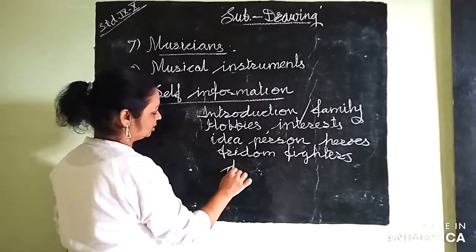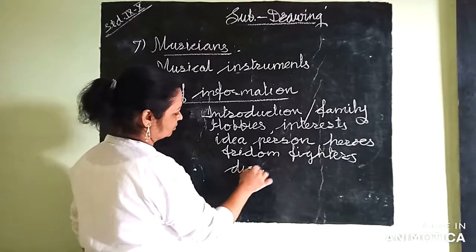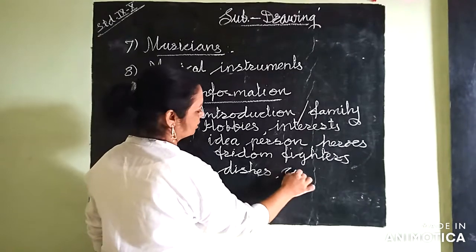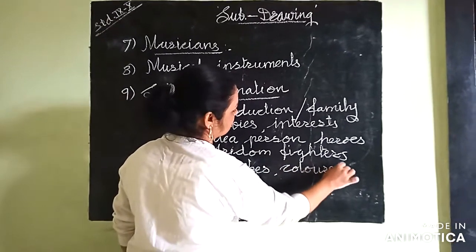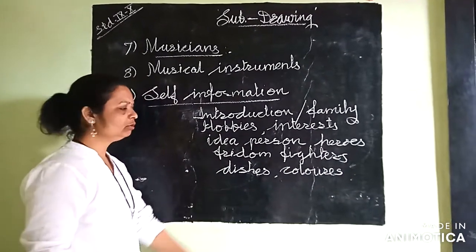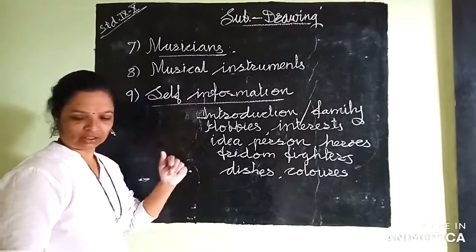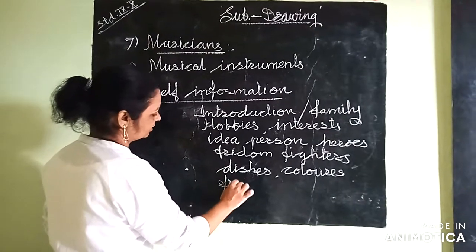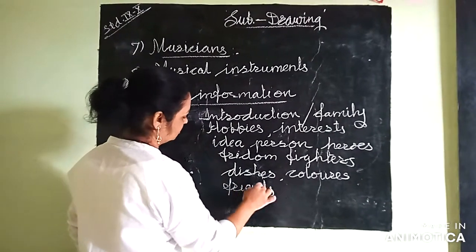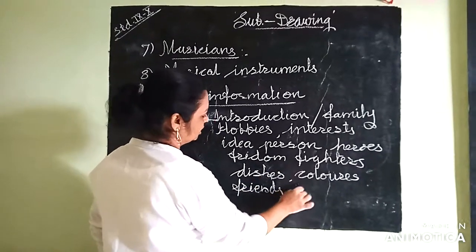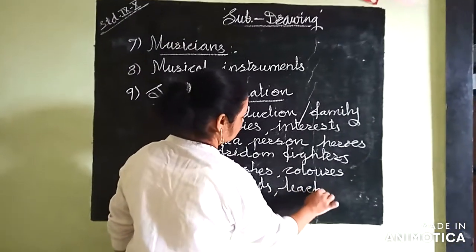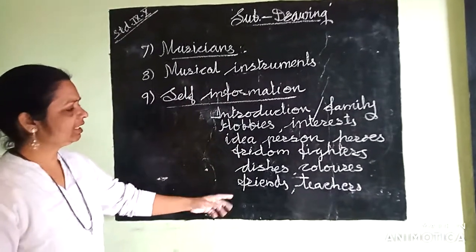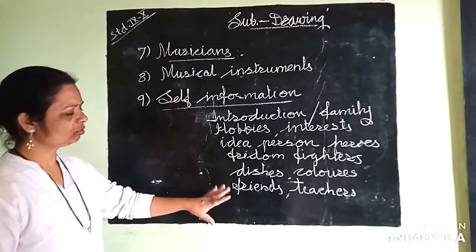which dish do you like most, then colors, dress style you can include here, then friends, teachers, you can indicate their names and why you like them most.